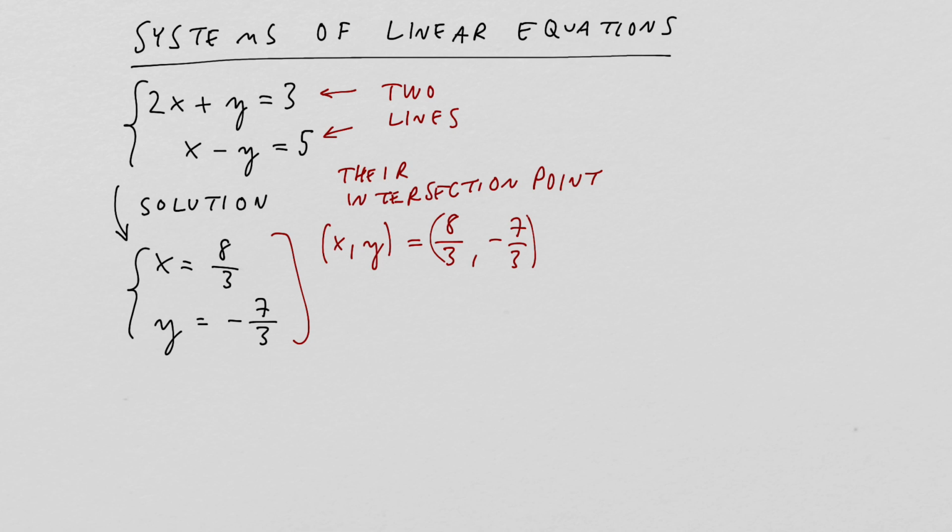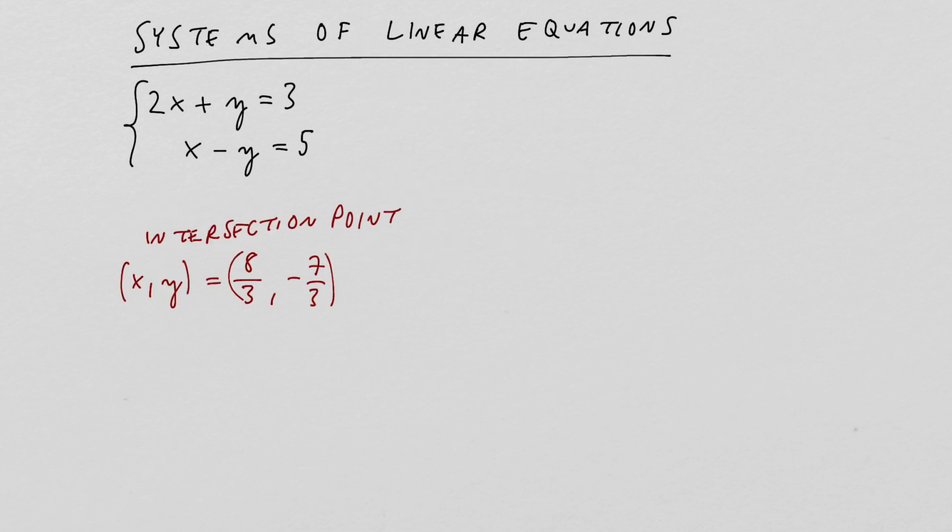Let's see how we can draw a picture about this. Let's modify the equations a little bit. In the first equation we can solve y. Y is equal to minus 2x plus 3. In the second equation we can shift 5 to the left hand side and y to the right hand side, and we get that y is equal to x minus 5.